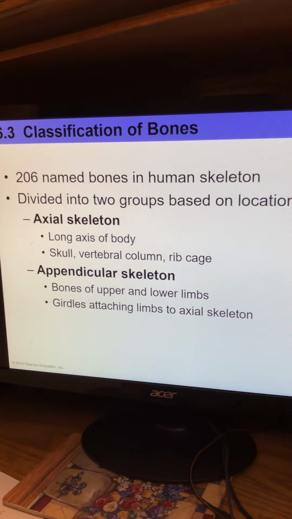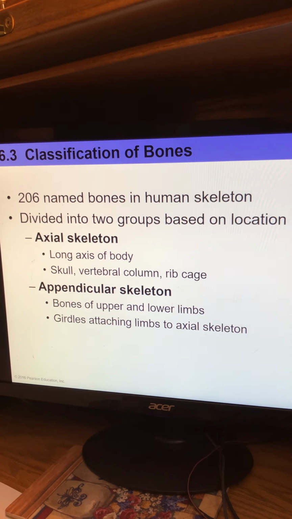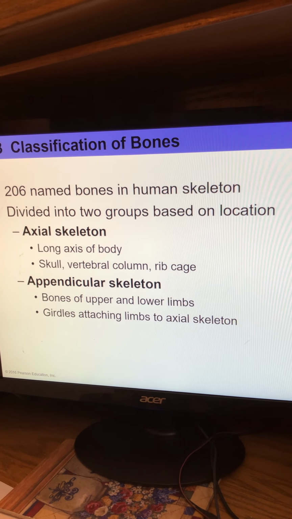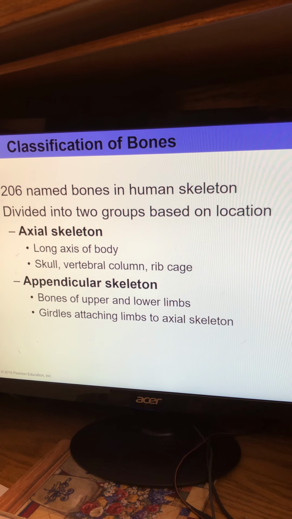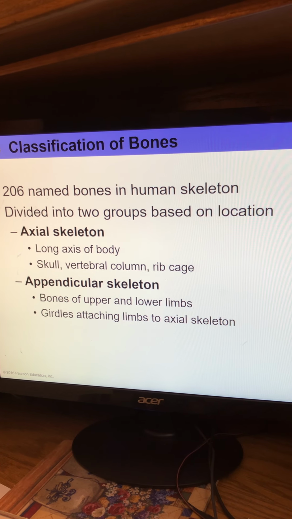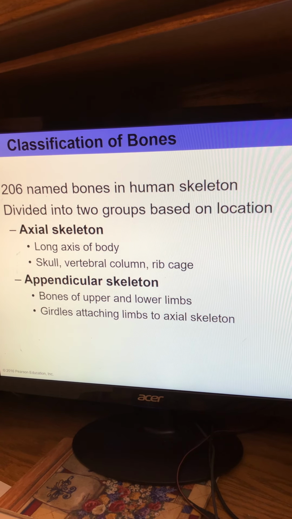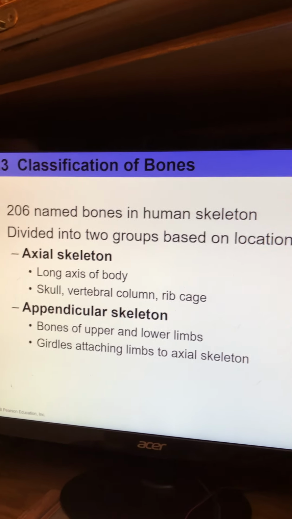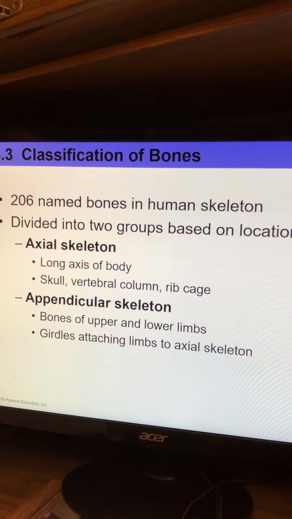There are 206 bones in the human skeleton, and they're divided into two general categories or classifications. The first one is the axial, which is the long axis of the body, which consists of the skull, the vertebral column, and the rib cage. They are all found in the midline. And then the appendicular, which is going to be your appendages. These are the bones that will make up the upper and lower limbs. And they're going to have girdles, which are going to attach the limbs to the axial skeleton.